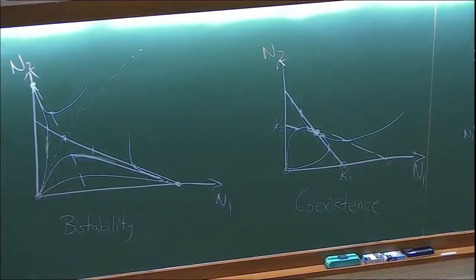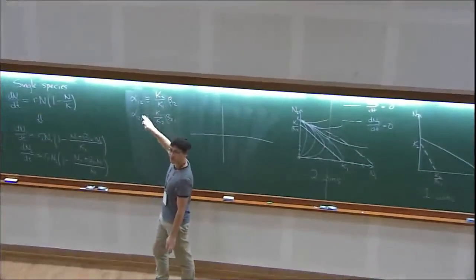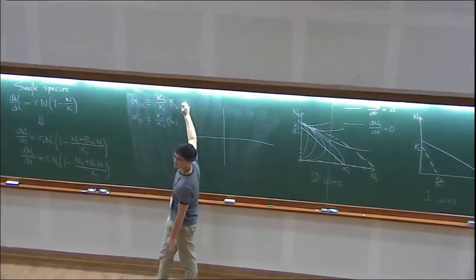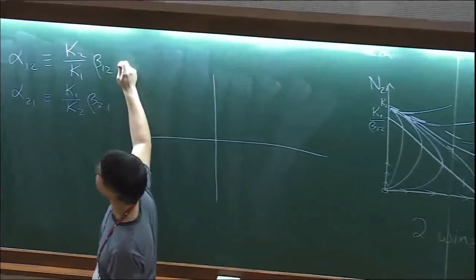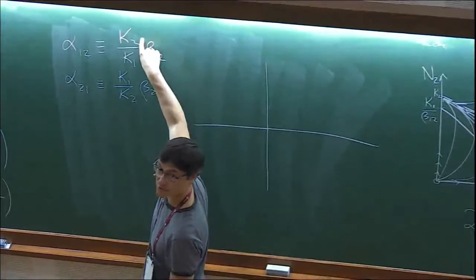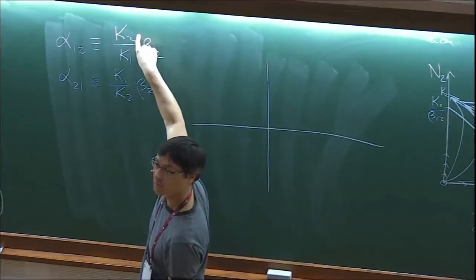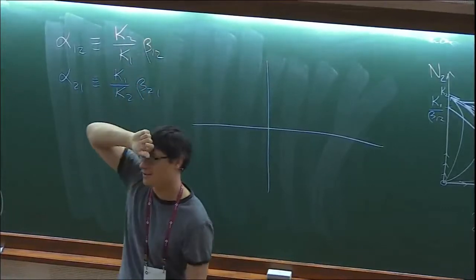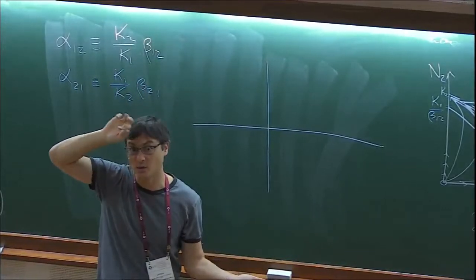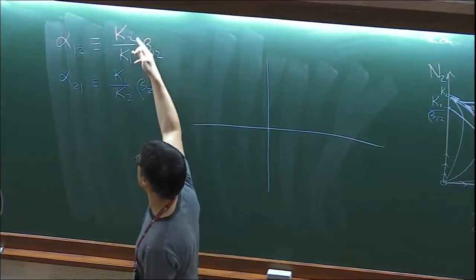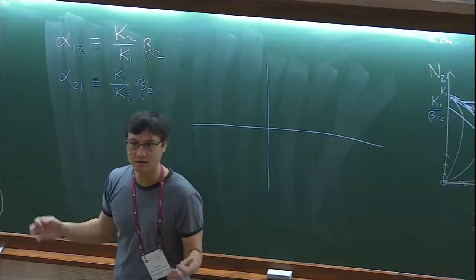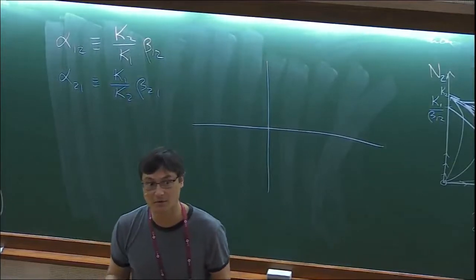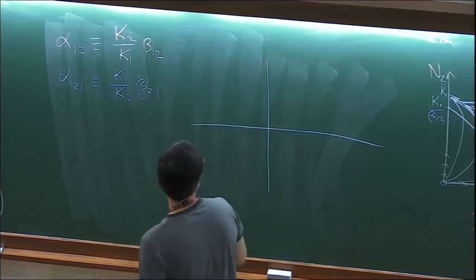Okay, so we can summarize what happens in a very simple way. You can define these alphas that are kind of the normalized interaction coefficients. They're normalized by the ratios of the carrying capacities. But often, to simplify things, it's useful to imagine: what if the carrying capacities were equal? In that case, this would be 1, and the alphas are just equal to the betas.